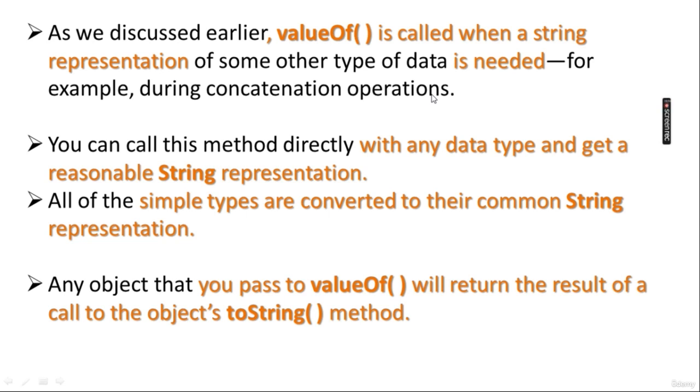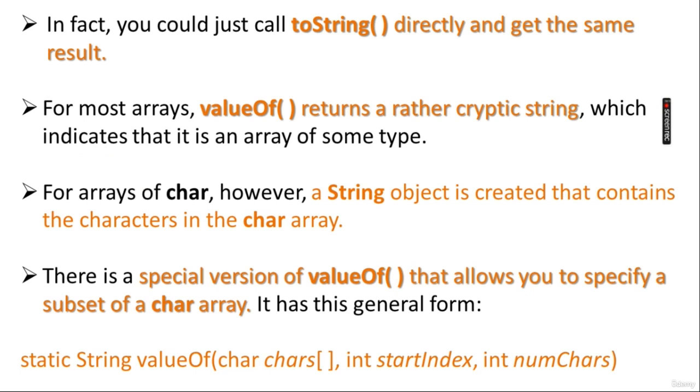All of the simple types are converted to their common string representation. Any object that you pass to valueOf will return the result of the call to the object's toString method. You could just call toString directly and get the same result. For most arrays, valueOf returns a rather cryptic string which indicates that it is an array of some type. For arrays of char, however, a String object is created that contains the characters in the character array.